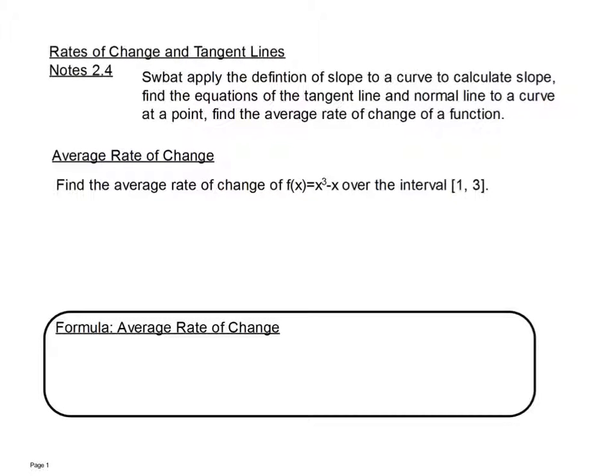All right, so we're going to talk about rates of change and tangent lines, which are applications of the limits that we've been studying. Average rate of change we actually talked about a little bit already, but I want to talk about it with a more difficult example. So let's find the average rate of change of f of x equals x to the third minus x over the interval 1 to 3.